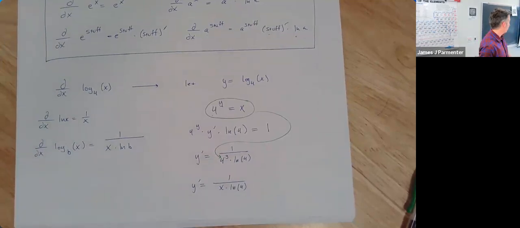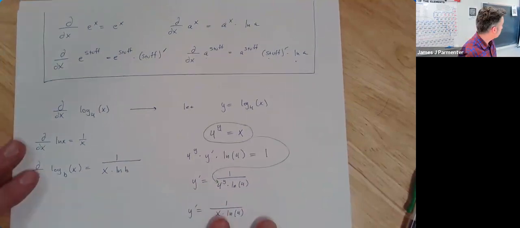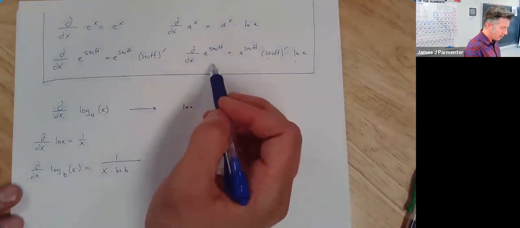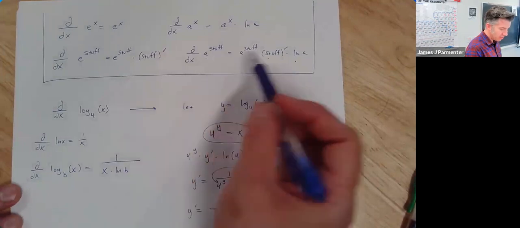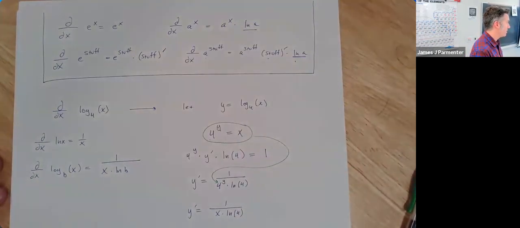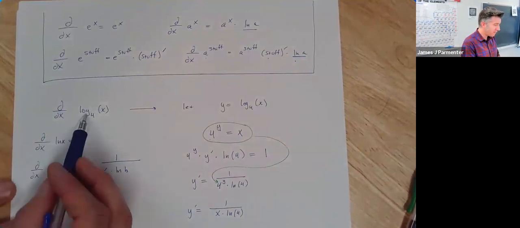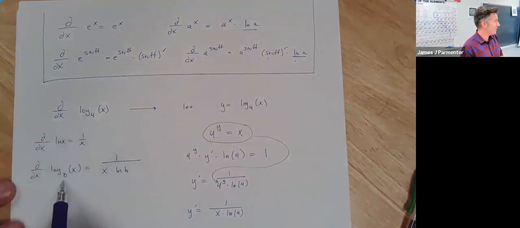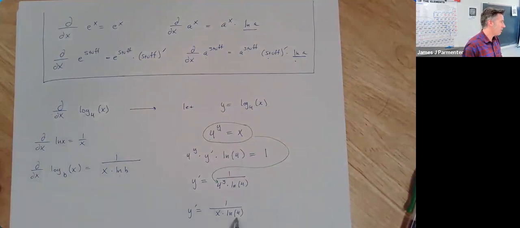Or as I generally think of this, if you've got an exponential function where your base is different, you end up multiplying by the natural log of that base. If you have a logarithmic function where your base is different than e, you end up dividing by the natural log of that base. Always true. Kind of neat. Kind of a pain in the butt, but it's kind of neat.